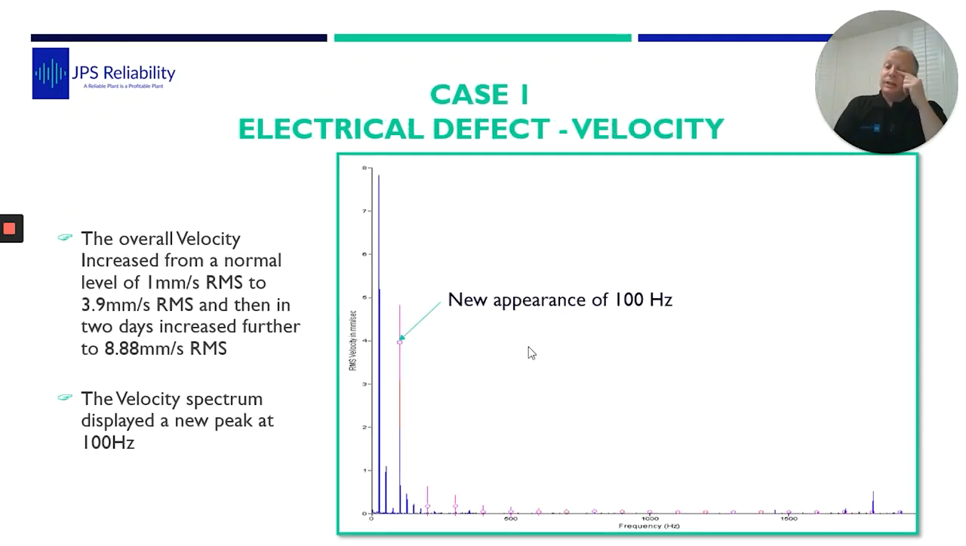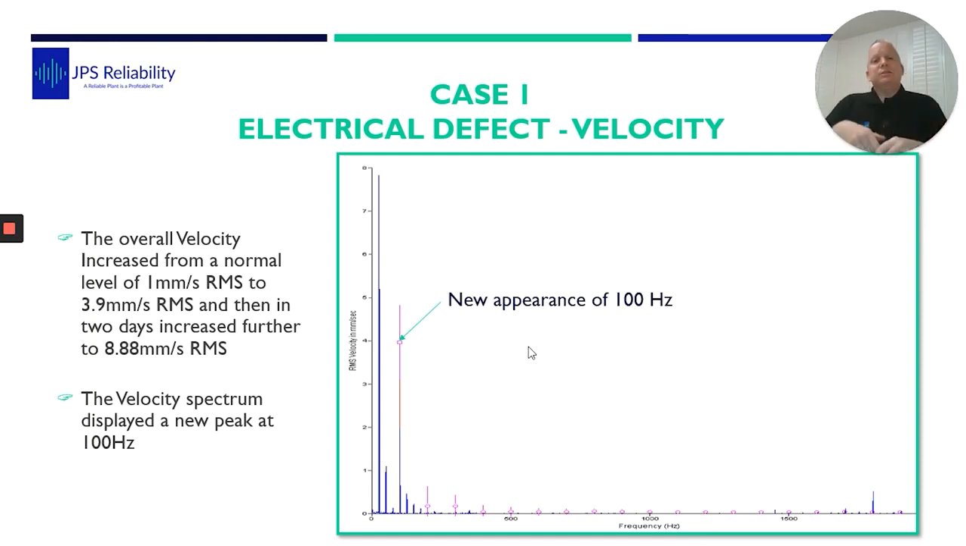So we got called to this site. We had some old historical data on this, and it was about 1 millimeter per second RMS. It jumped up to 3.9, which I suppose by ISO isn't bad, but there's a huge change in condition. Went back 2 days later, and it's up to 8.8 millimeters per second RMS velocity.